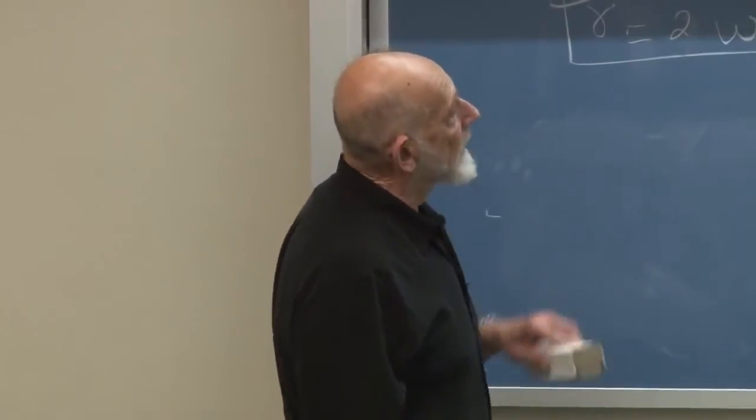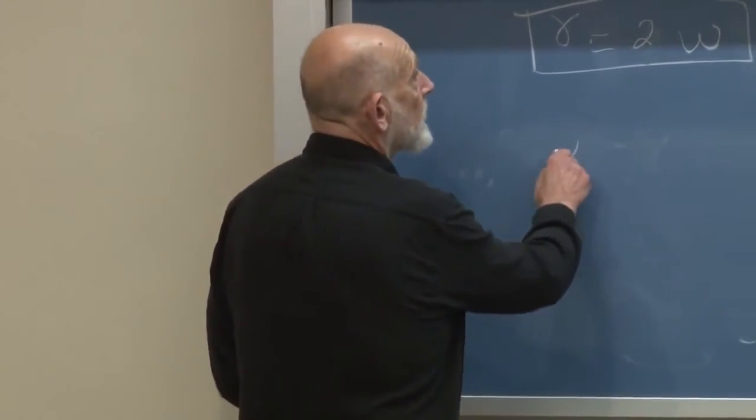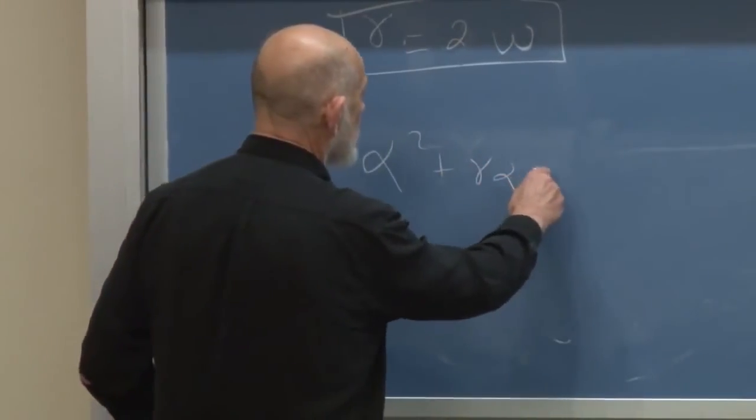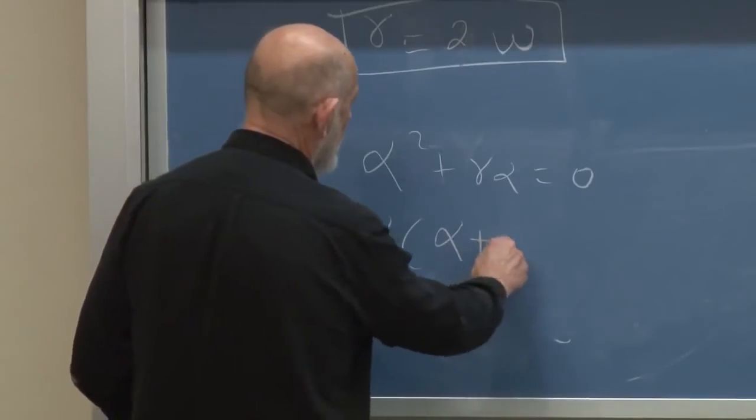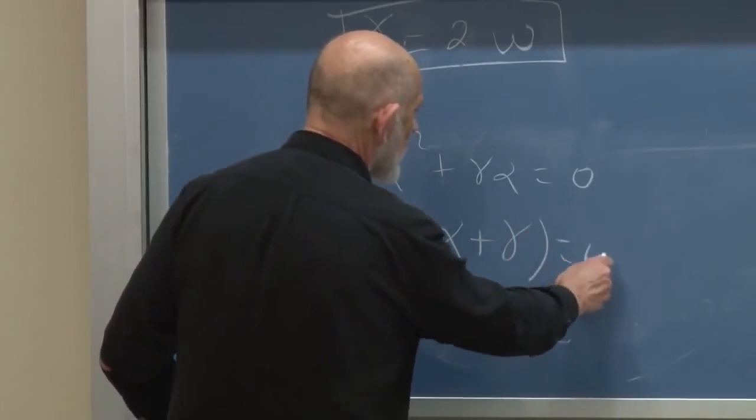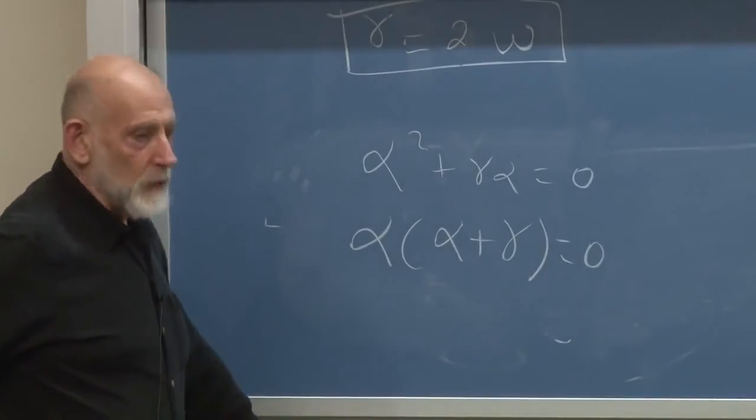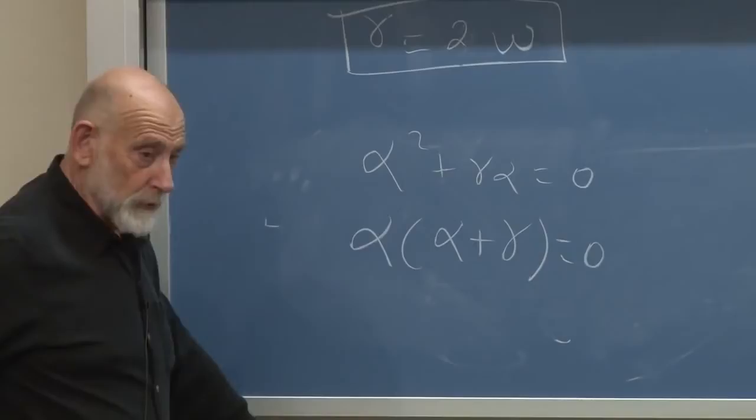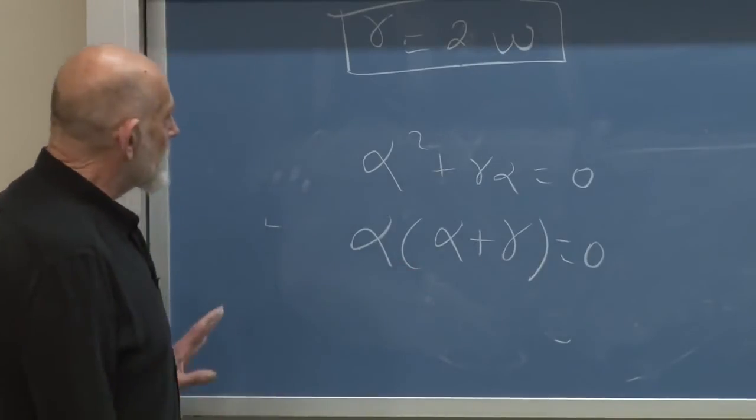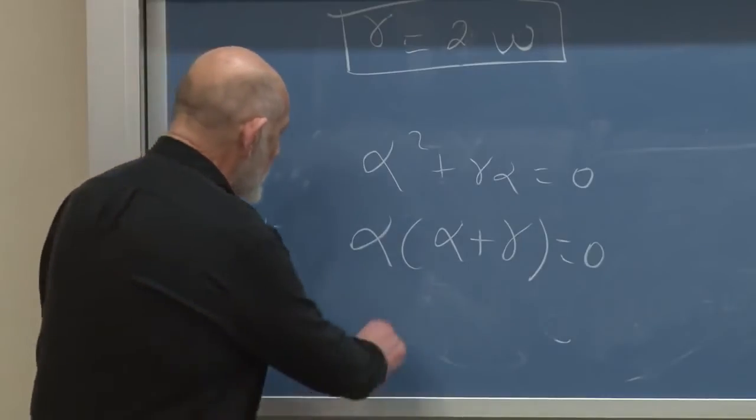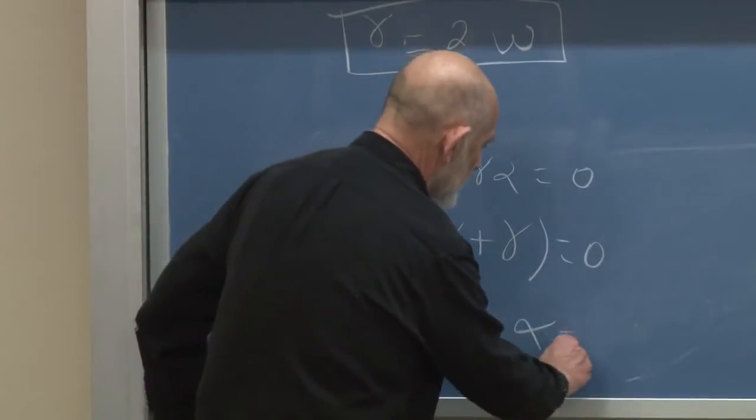Okay. With omega equals 0, our basic defining equation for alpha is that alpha squared plus gamma alpha is equal to 0. Or that alpha times alpha plus gamma is equal to 0. If a product of two numbers is equal to 0, then one of them better be 0. Both of them can be 0 too, but you can't simultaneously have alpha equals 0 and alpha plus gamma equals 0. Right? So there are two solutions, alpha equals 0 and alpha equals minus gamma.